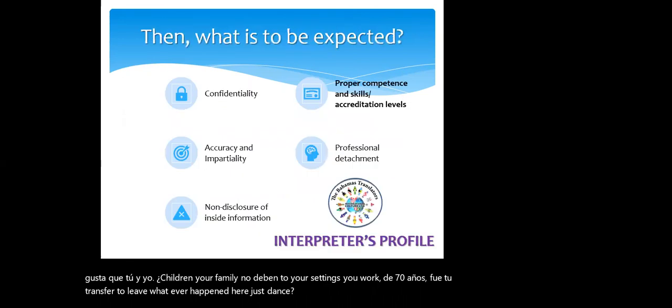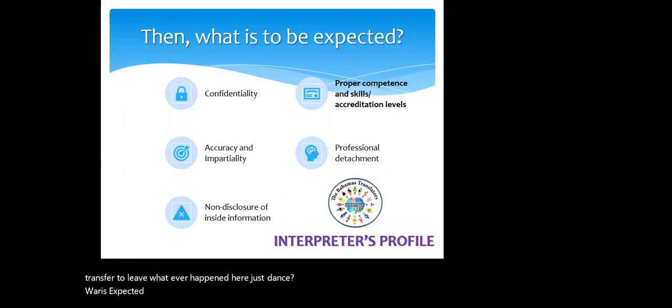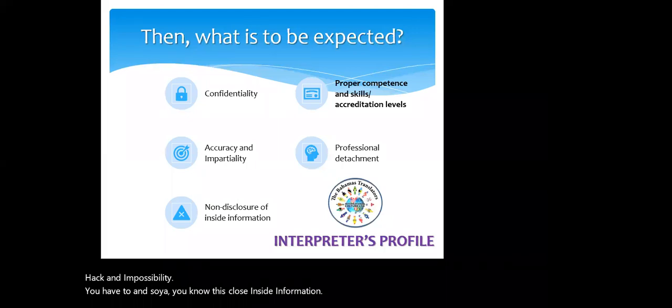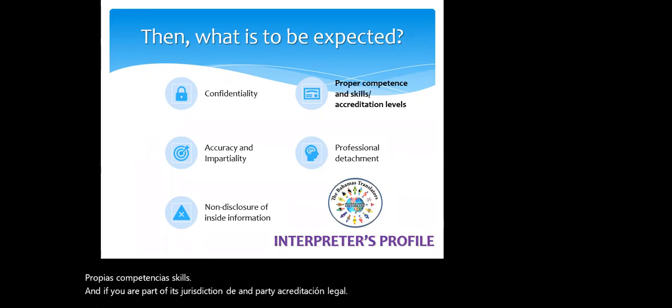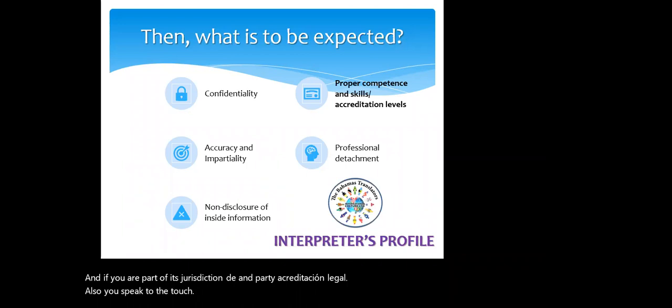So what is expected from the interpreter? This is the interpreter profile. Confidentiality, accuracy, and impartiality. You have to ensure that you do not disclose inside information. Very important. Proper competence and skills. And if you are part of a jurisdiction that has an organized body, accreditation level. Also, you are expected to detach. Professional detachment is very important.